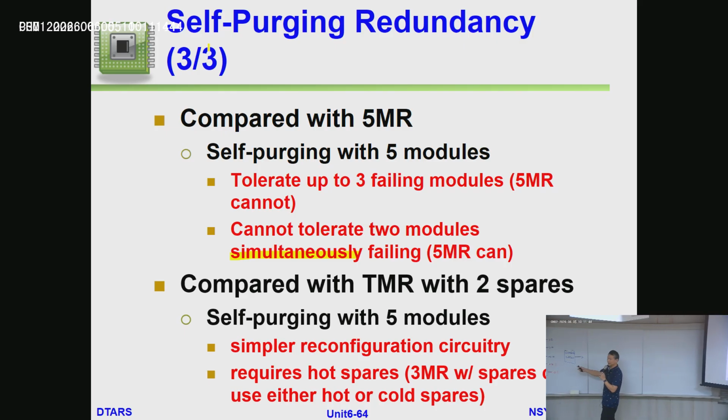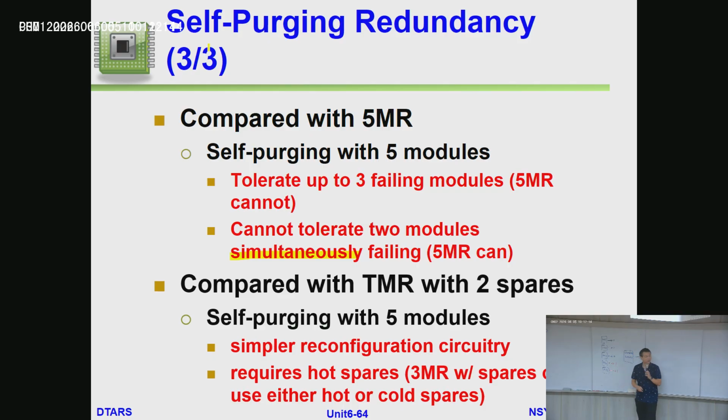So here I try to design a negative example for you. For example, for the self-purging redundancy method, we have 5 modules. Let's assume that the correct answer should be 0. So for example, M1, M2, M3, these 3 modules generate the correct result. It is 0, 0, 0. However, there are 2 failing modules, M4 and M5. Because they are faulty, the output is 1.